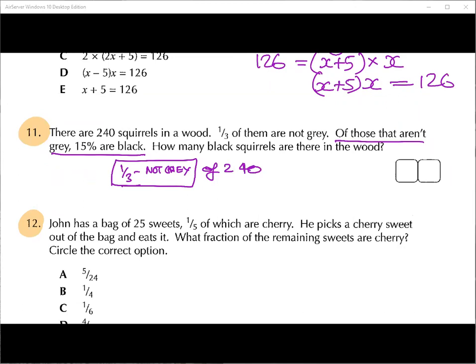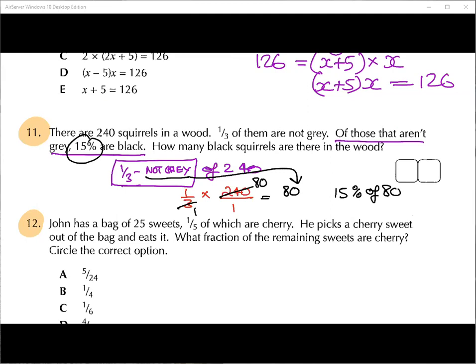3 goes into 3 once. So 1/3 of means times. So we change it into a multiplication question. 3 goes into 3 once. 3 goes into 240 80 times. So how many squirrels are not grey? 80. This says here, because of those that aren't grey, which is 80, 15% are black. So now we need to work out 15% of 80. How do we do that?